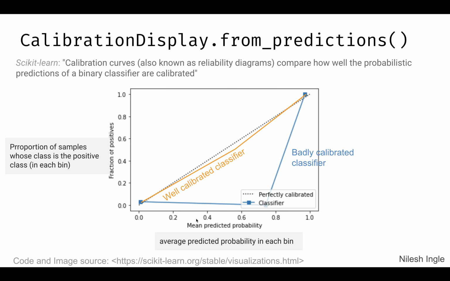The plot has the mean predicted value probability on the x-axis and the fraction of positives on the y-axis. And the way to interpret this is, the dotted line is the diagonal line running through the plot, and the closer the calibrated line is to this dotted line, the better calibrated the classifier is. So in this case, the blue line is far away, and that tells that the classifier is not well calibrated, whereas the orange line shows that the classifier is well calibrated.